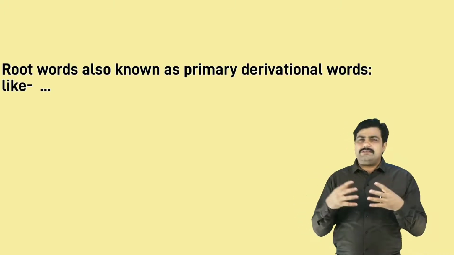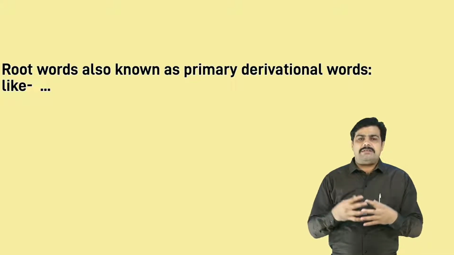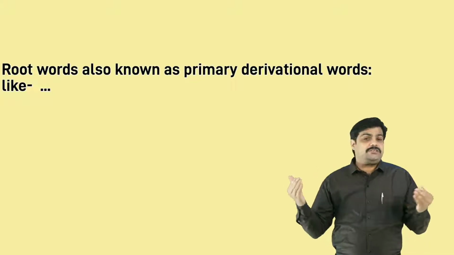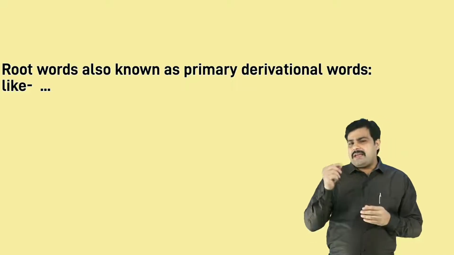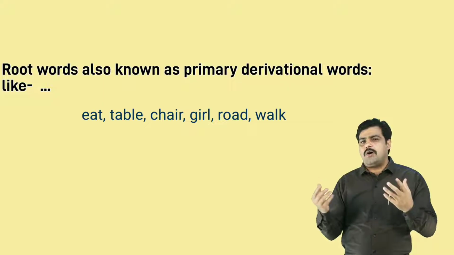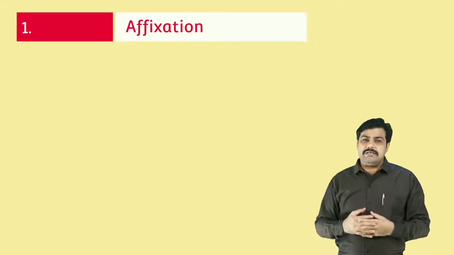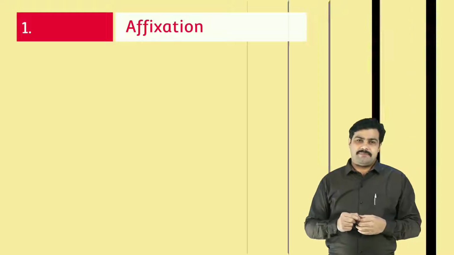Although most of the words in the English language are root words, also known as primary derivational words, like eat, table, chair, girl, road, walk, etc., the other words are formed by different techniques. Of course, there are many techniques to improve English vocabulary and skills. The first and foremost is affixation.